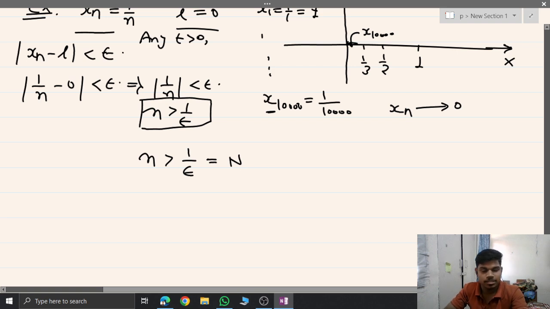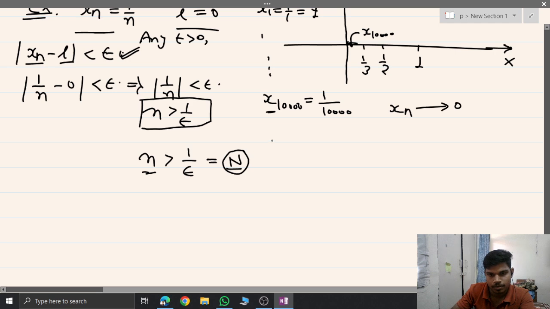Now the condition says that after taking this n, if you choose any number after this n, the condition should hold. Means by taking any epsilon, you will always get a natural number n, so that this gap xn minus L should be less than epsilon.